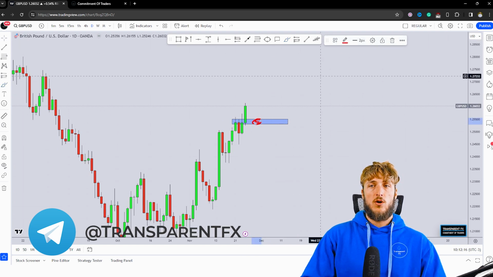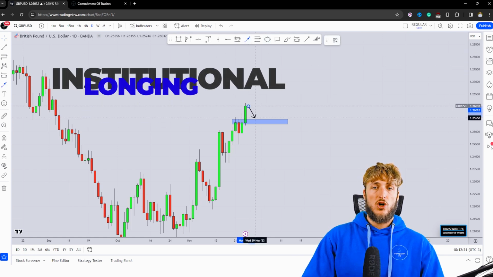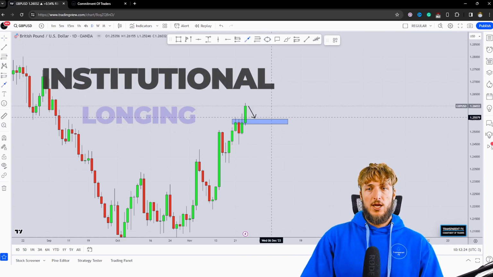Now, when you have a confluence of support area, that increases the probabilities that you will see institutional longing inside of this zone.